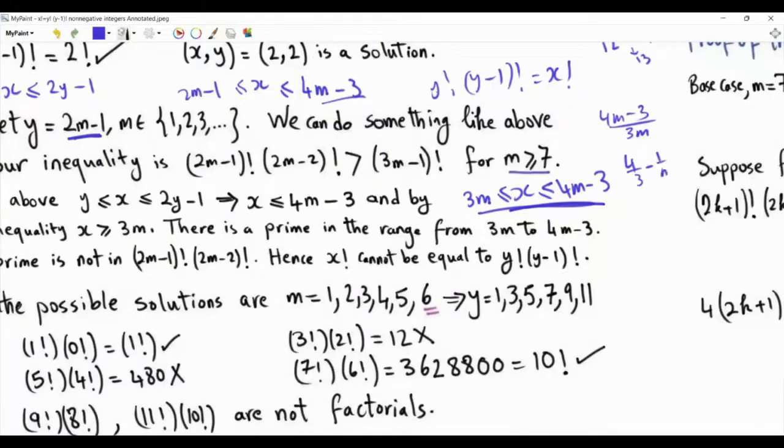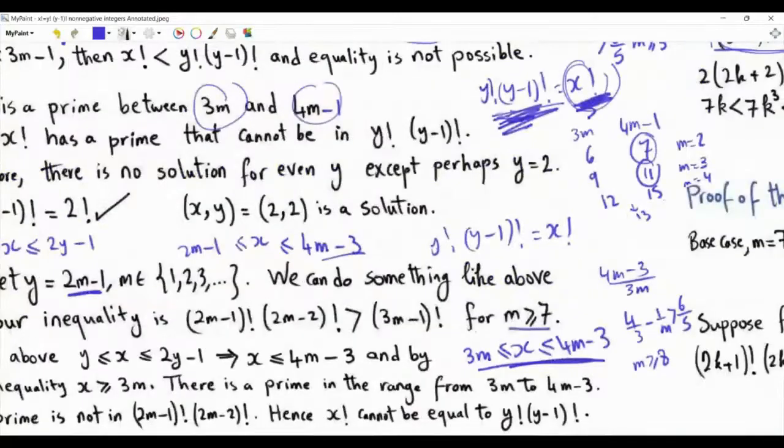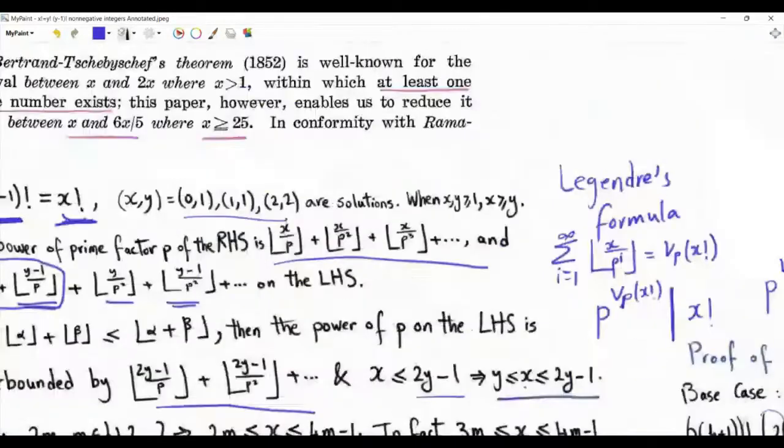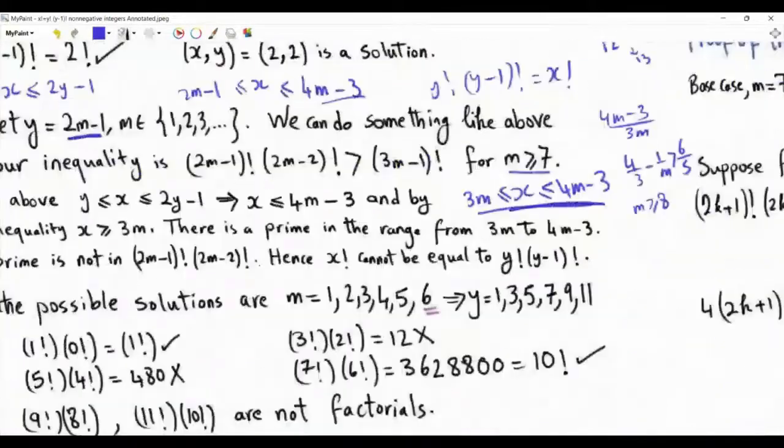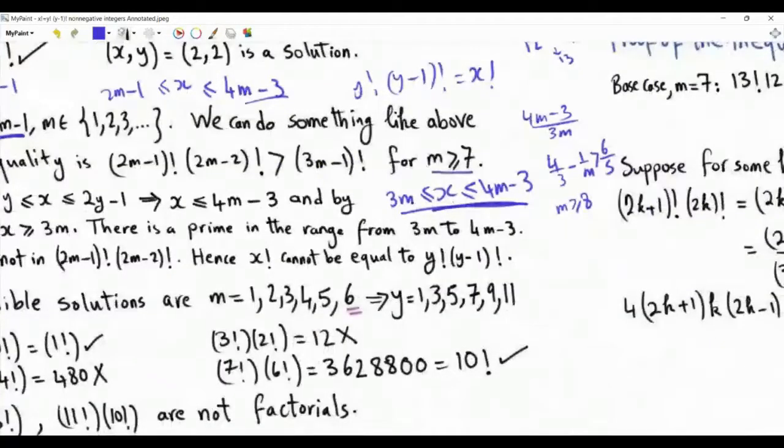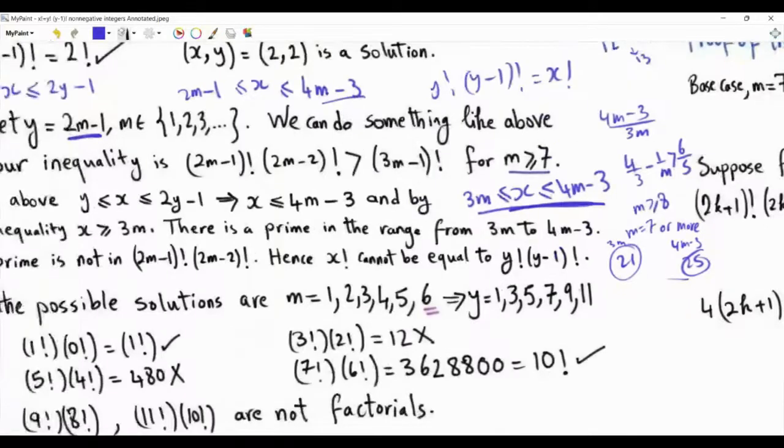4/3 minus 1/m is strictly greater than 6/5 when m is greater than or equal to 8. And in this case, this range here will be greater than the range that we have in our theorem. And so in this range, we are guaranteed to find a prime number. For example, if m is equal to 7, we have 3m equal to 21 and 4m minus 3 equal to 25. And between these two, there is the prime number 23. What does it mean? That x has a prime.